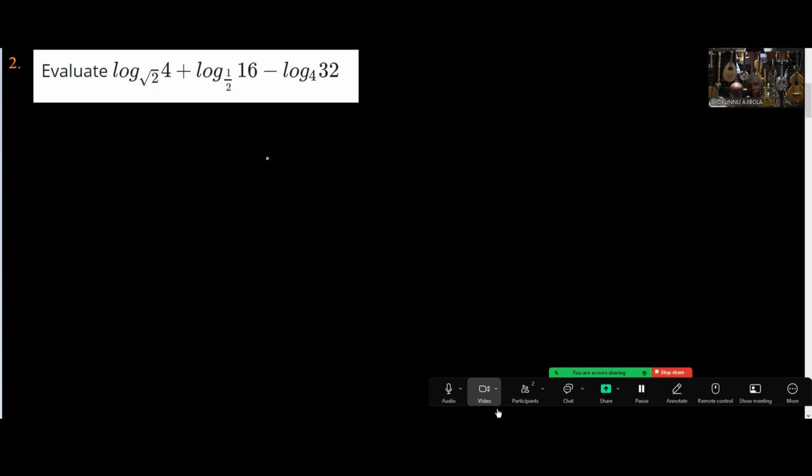This question, the first step to take to solve this one is to make all of them have the same base. But as they are, do they all have the same base? No.